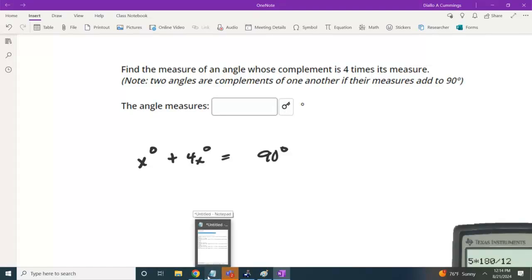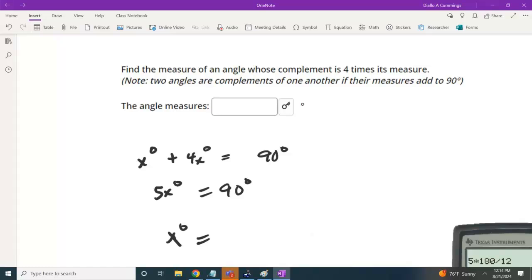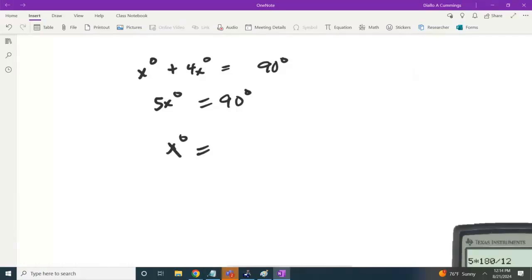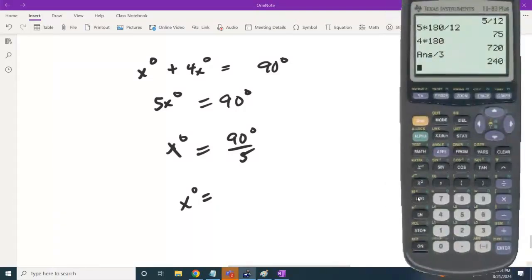So now I'm going to solve it for x. So x degrees plus 4x degrees is what? 5x degrees equal to 90. So how would I solve for x? Divide by 5. So 90 divided by 5 is, oops. Let me write this out. All right, so I'm dividing both sides by 5. There's a little bit of algebra here. And 90 divided by 5 is 18.